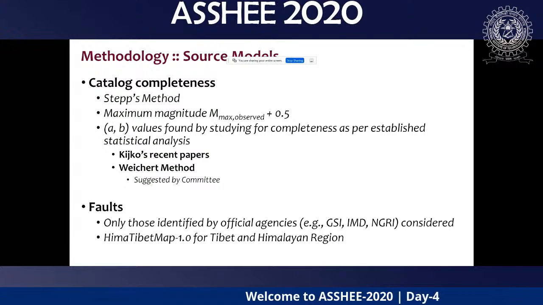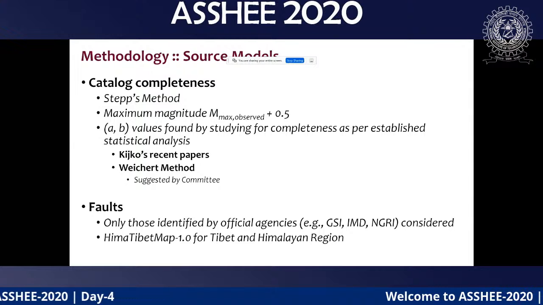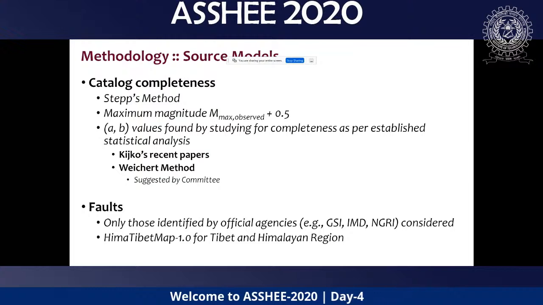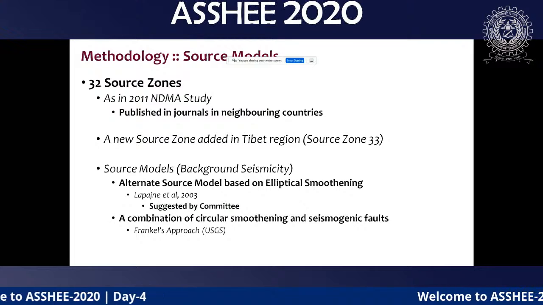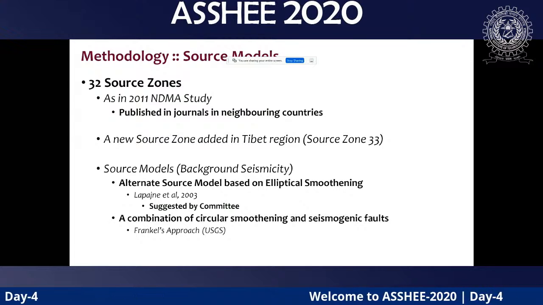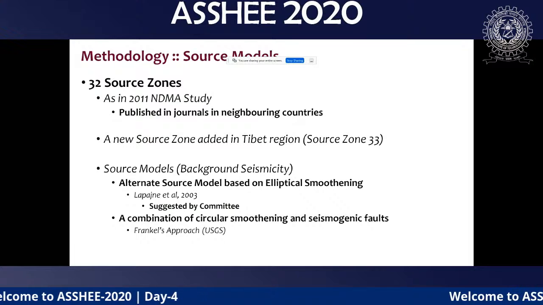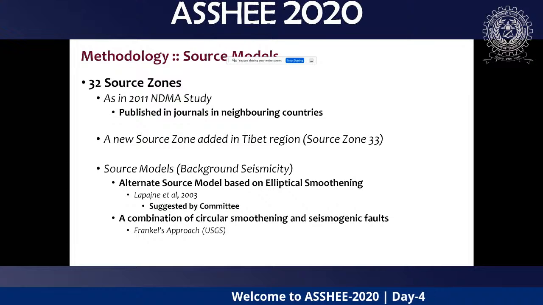And coming to the faults, only those identified by official agencies like GSI, IMD, NGRI should be used in our analysis. And then recently the Hima-Tibet map came into the picture, which shows active faults in the Tibetan and Himalayan region. So faults from these agencies should be used in calculating our hazard. And previously we divided the whole of India into 32 broad seismic zones. Now a new source zone has been added in the Tibet region, because the committee felt that earthquakes in that region can also cause some damaging ground motion in the Himalayas. So a new zone has been added.